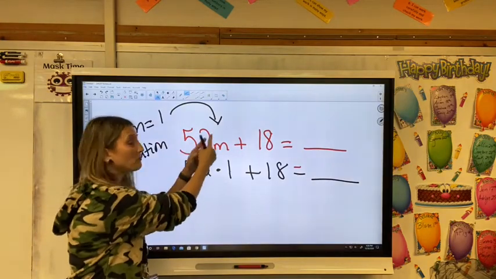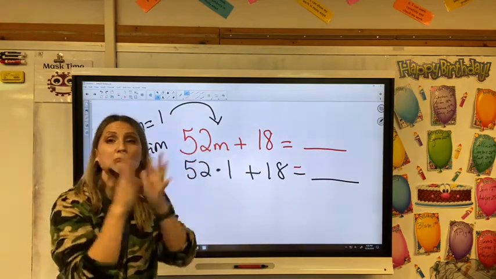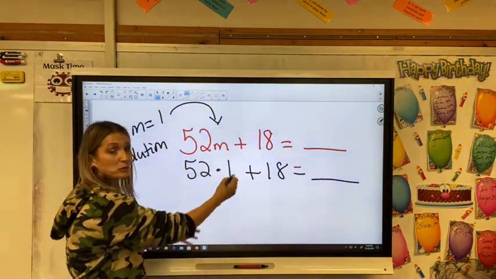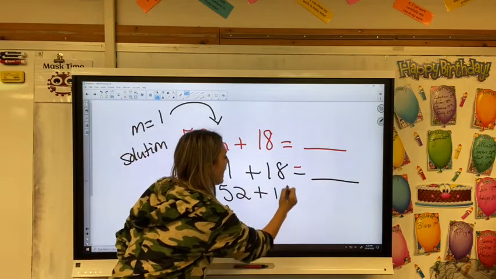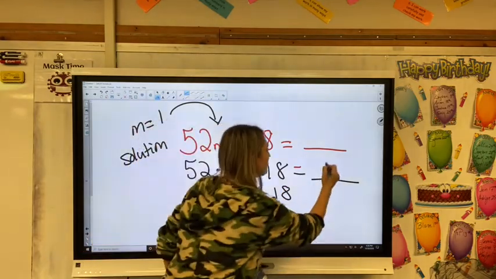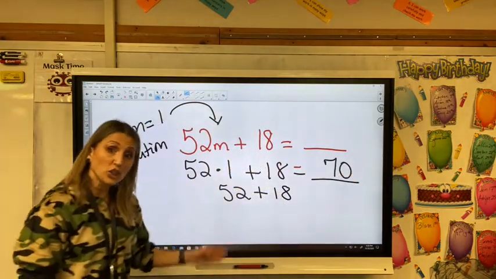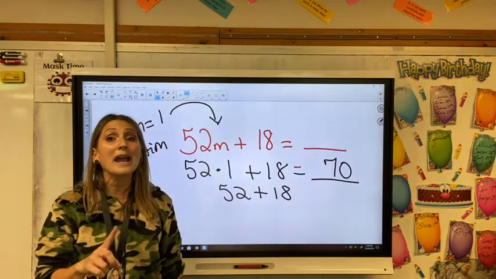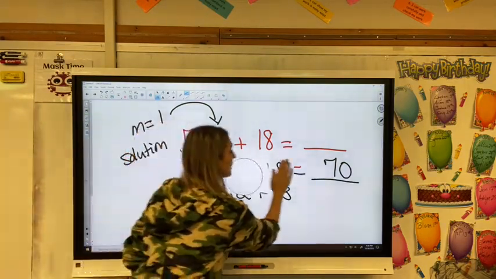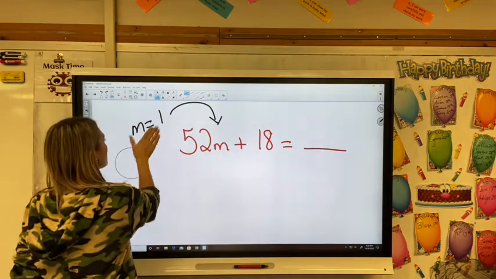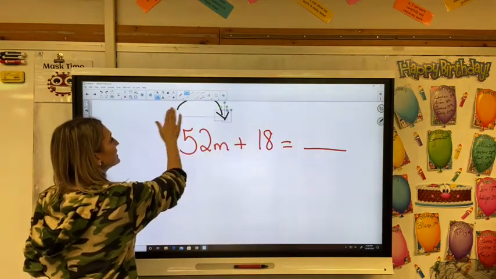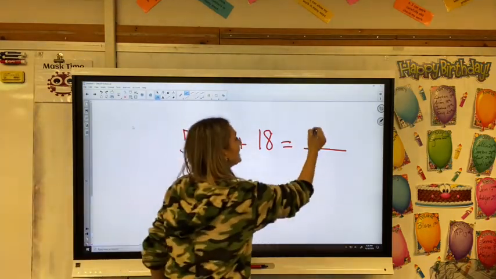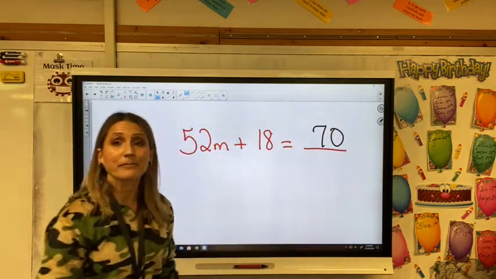Because you know a number by a letter now in algebra means to multiply. So somebody told you m was 1. 52 times 1 is 52, and 52 plus 18, ladies and gentlemen, is 70. So you could solve that problem. That's one way. The only other way is if somebody gave you the answer. So I'm going to erase this part, if I can get it to come down here. And I'm going to say, oh, sixth graders, the answer is 70.